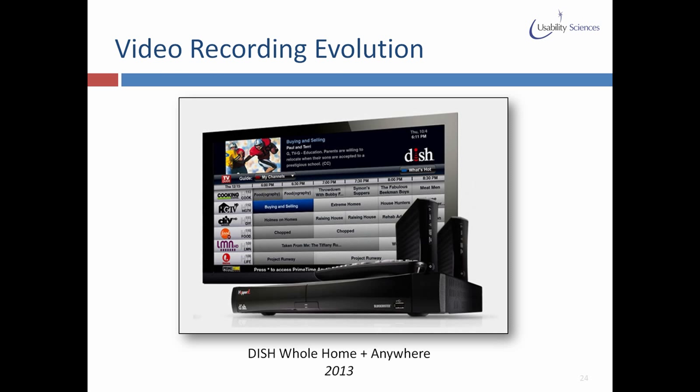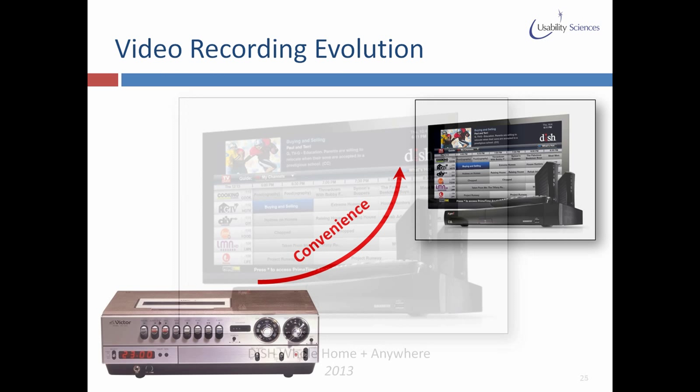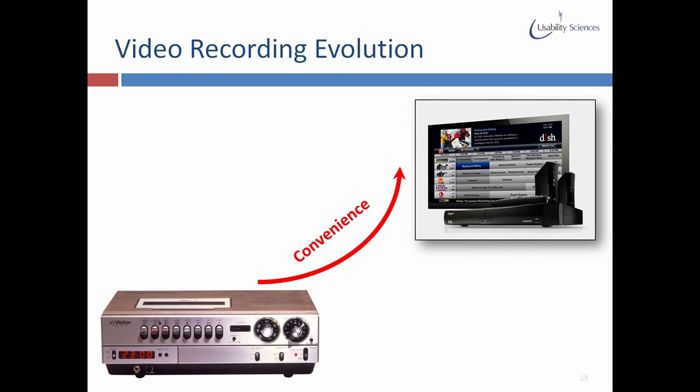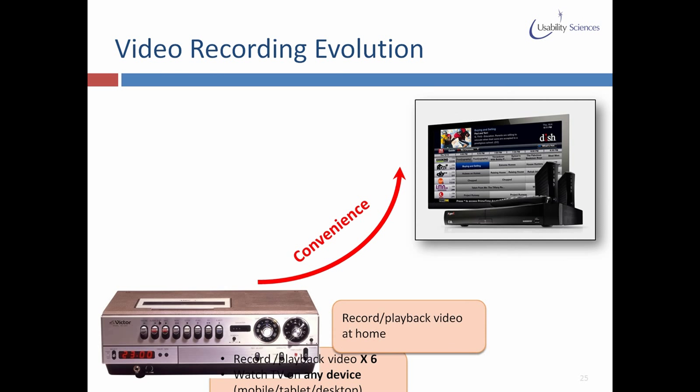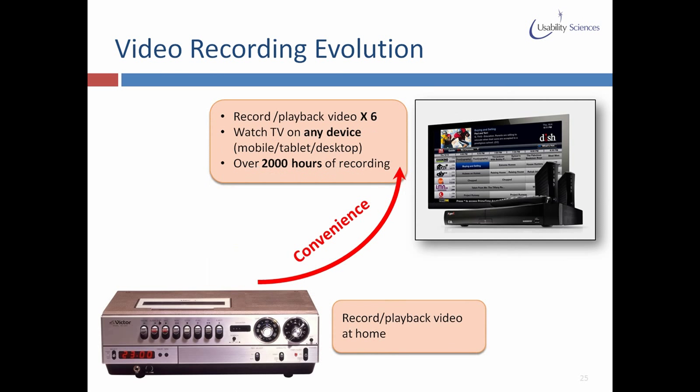Fast forward to where we are today. This is Dish's solution here, 2013, allowing you to record up to 6 different broadcasts at the same time and play them back on a multitude of different devices. So again, looking at this trend, we see the exponential growth in convenience afforded to users. We have a device that allows you to record and play back video at home. And here we are today with a device that does so much more.